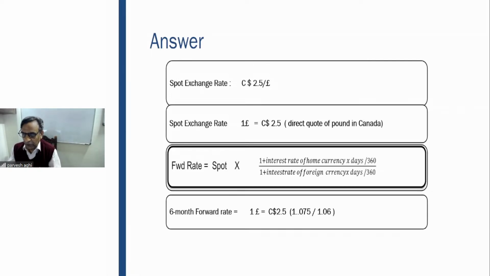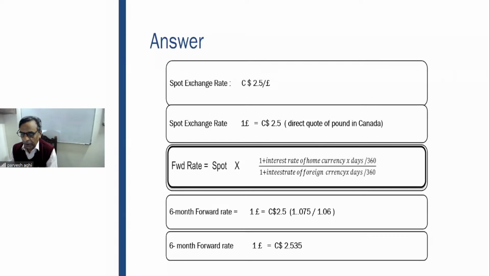So this we have already calculated. We know this is the formula where 1 plus the interest rate of the home currency is divided by 1 plus the interest rate of the foreign currency. Here we have divided by 2. So we have got the 6 months forward rate, which is £1 is equal to Canadian dollar 2.535. Okay.